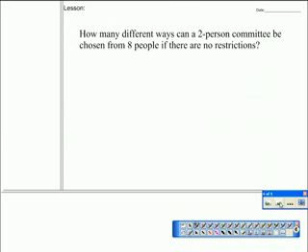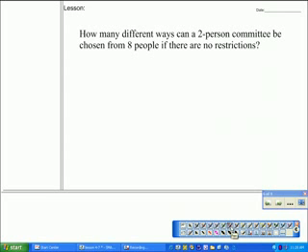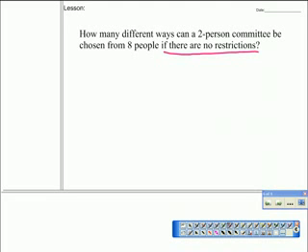How many different ways can a two-person committee be chosen from 8 people if there are no restrictions? Now, what makes this one a combination, not a permutation? This phrase right here, if there are no restrictions. That's what makes it a combination, not a permutation. So I see that there are no restrictions, and I translate it immediately to combination of 8 taken 2 at a time.